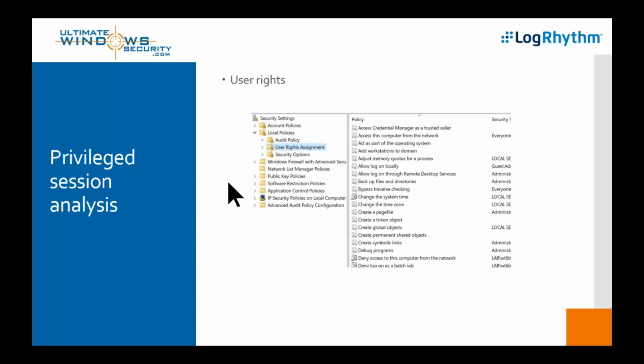Here are just a few examples, like this one right here, act as part of the operating system. That is an admin equivalent right. That's kind of like being able to log on as root in Unix. Let's look for another one. Create a token object. Logon tokens, access tokens are something that go with your logon session, and they define, among other things, which groups you belong to. So that is a privileged or admin equivalent right.